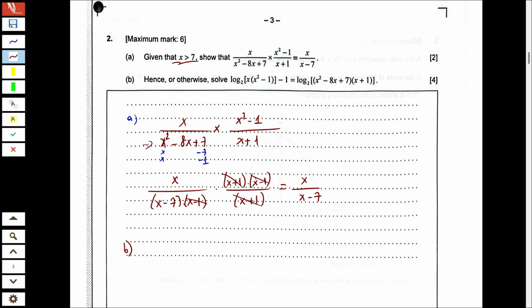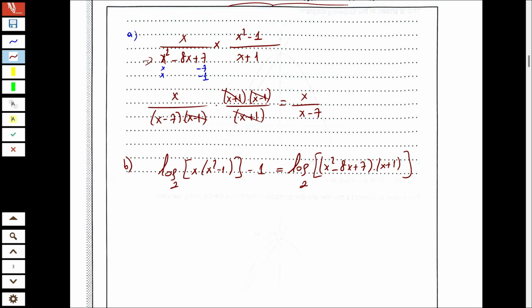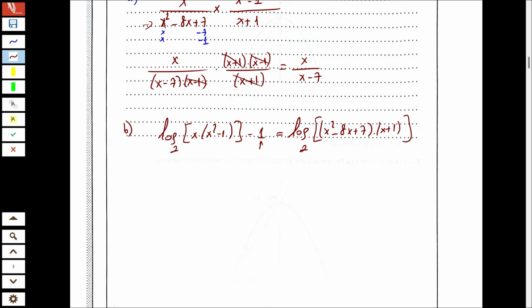Then there is an expression here with logarithms. We can write logarithm base 2 of x times x squared minus 1, minus 1, equals logarithm base 2 of this expression. For example, we can write instead of 1, the logarithm base 2 of 2.